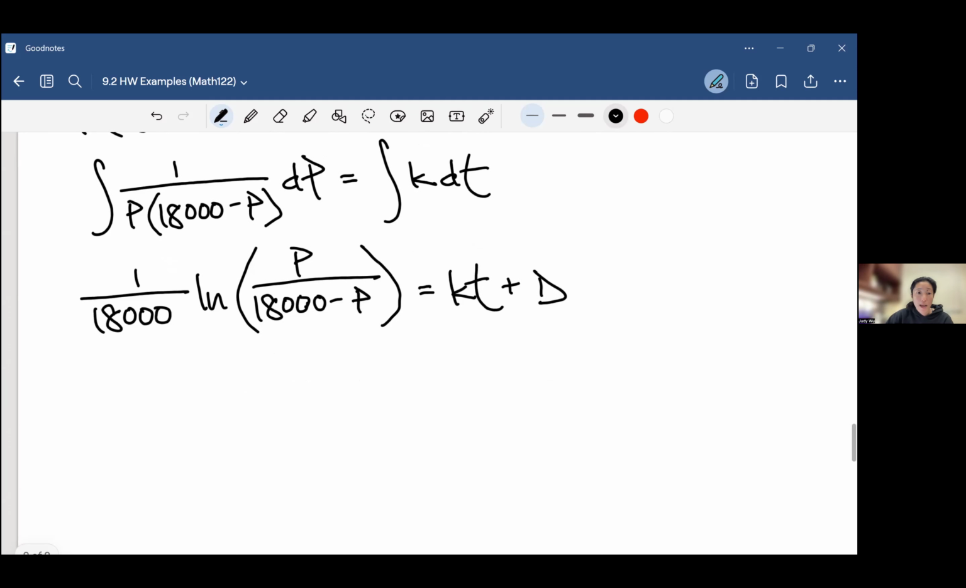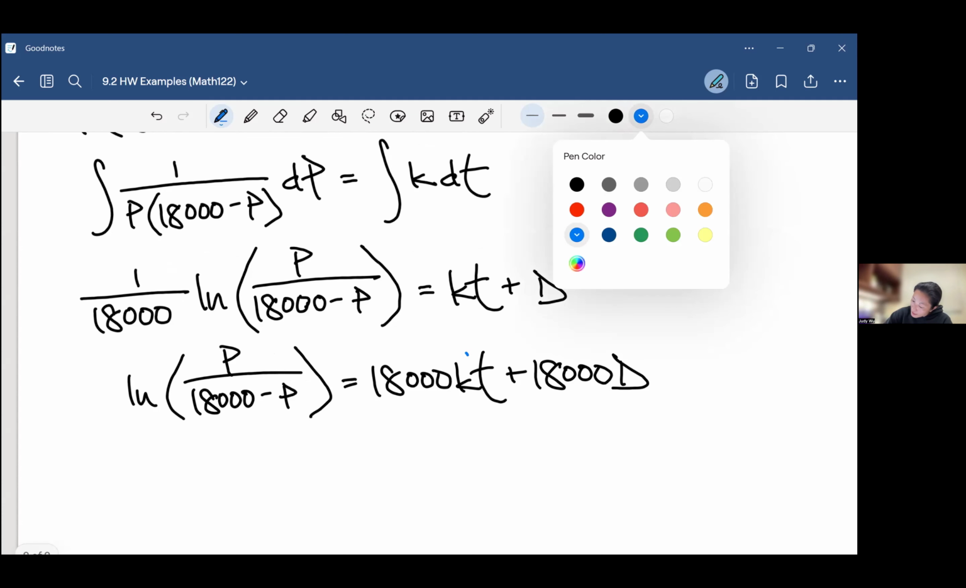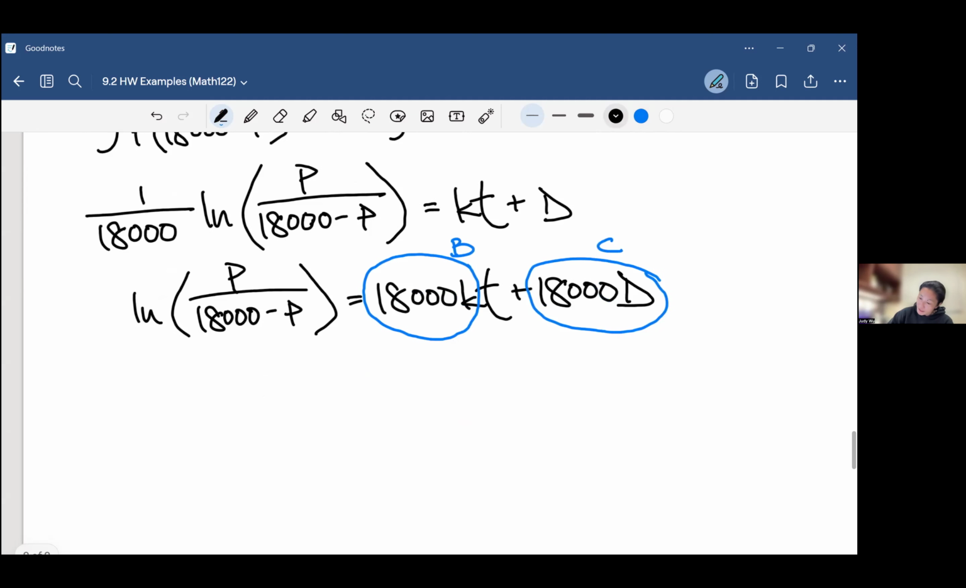And now I'm going to multiply both sides by the 18,000. Natural log of P over 18,000 minus P equals 18,000 kt plus 18,000 D. Right? Now I'm going to let 18,000 k, I'm going to call that B. It's some number, I'm just going to let it be B. Okay. Similarly, 18,000 D is a number, so I'm just going to rename it C so that I don't have to write as many things. Okay. All right.